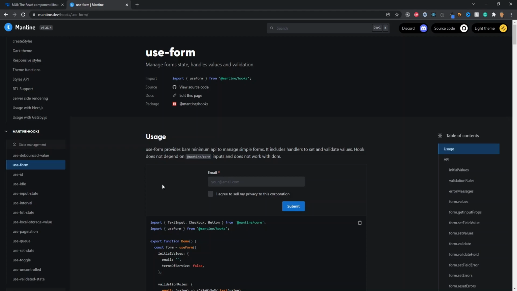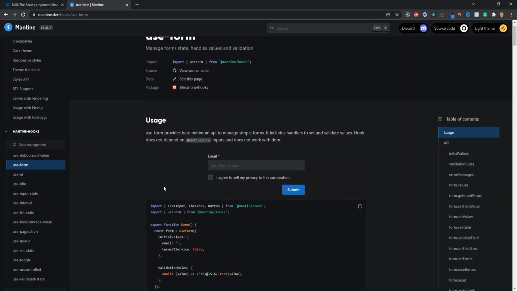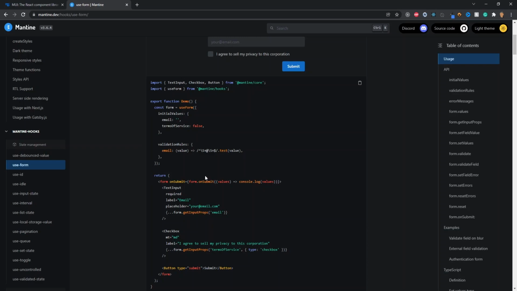My favorite hook that's available in this library is called useForm. It's really good for managing form state, handling values and validations. I usually use Formik and Yup for form validation and submission. But with this, I'm able to just use a simple hook and easily implement it into my application. The only downside is that it doesn't allow me to use Yup for validation, so I would have to use something like regex to test some value. And I think in the future, if they do implement Yup, that would be a huge plus.